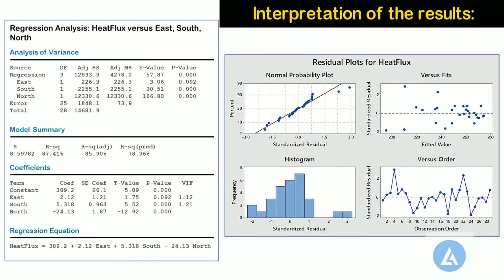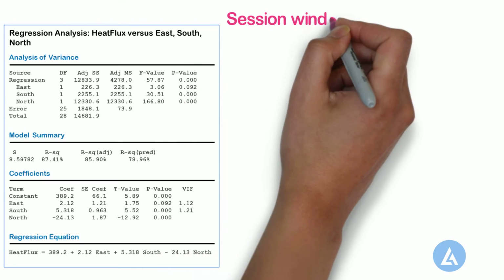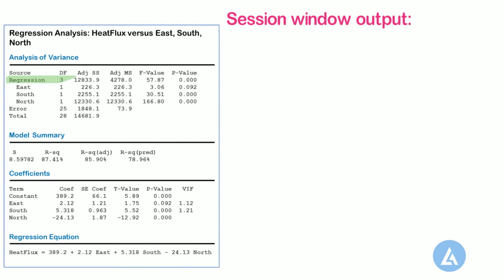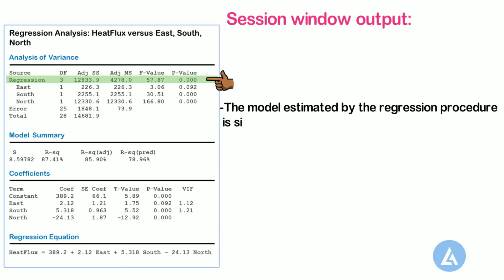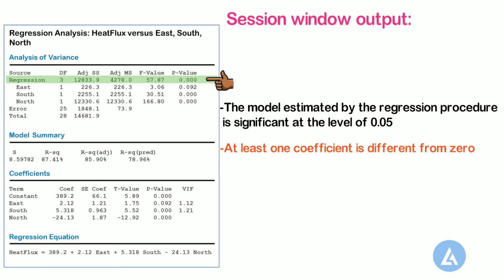Interpretation of the results. Session window output. The p-value for the regression model in the analysis of variance table is 0.000. This shows that the model estimated by the regression procedure is significant at the level of 0.05. This indicates that at least one coefficient is different from 0.